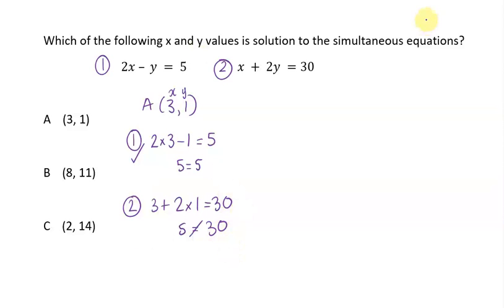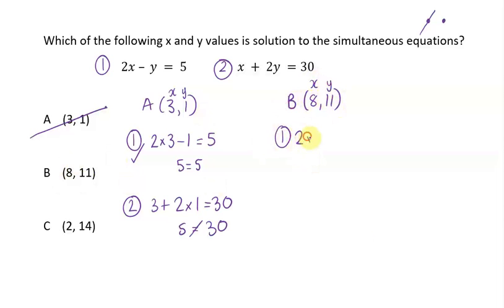So if we go back to our point visualization, it's something like this. Solution to the first one, but not to the second one as well. So A is not the solution to these simultaneous equations. Let's try point B. Our coordinate B has an x value of 8 and a y value of 11. This is our x and our y values. So first we substitute them into equation number 1.